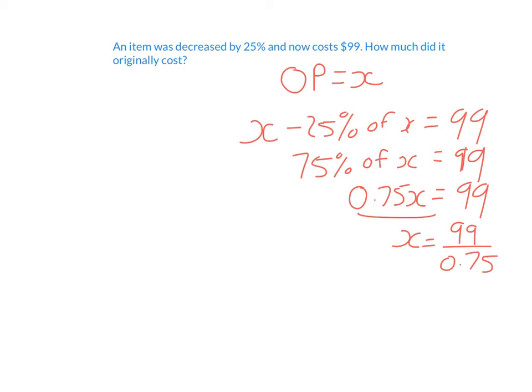So I go 99 divided by 0.75. So you take the amount, divide by the percent. So if I put that on my calculator, I should get $132. So if you take 132 and decrease it by 25%, you get 99. Let's look at another example, but I'm going to do this quicker.